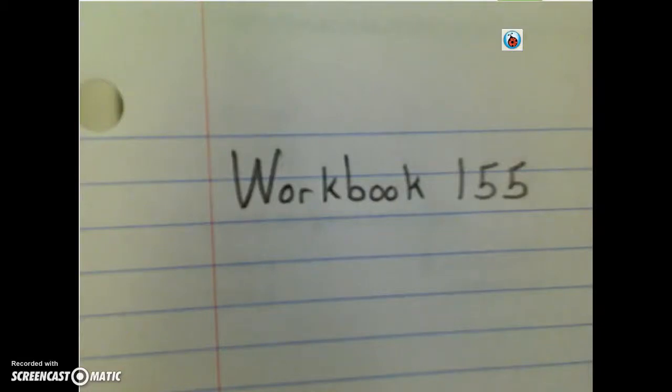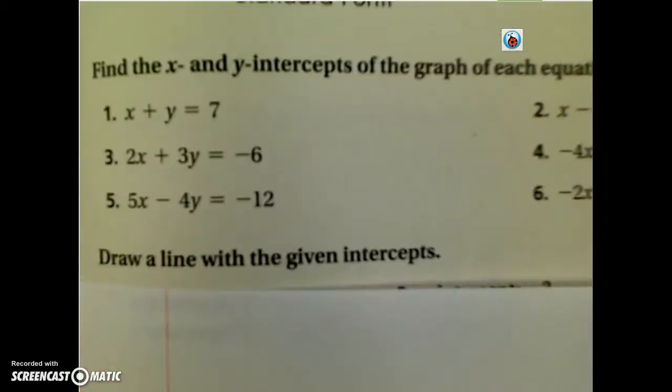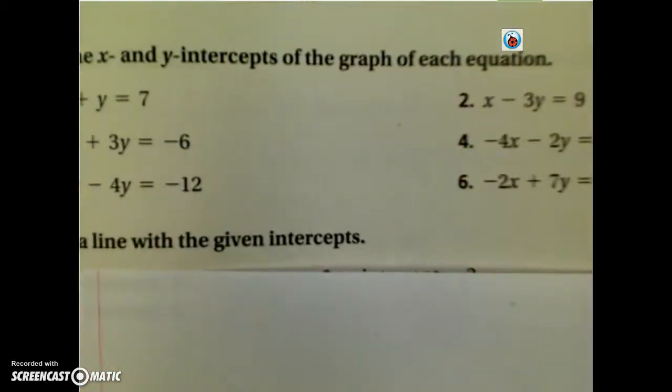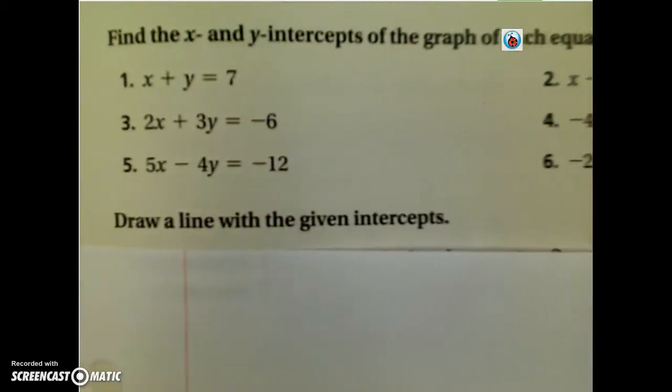Hello, we are going to be looking at workbook page 155. And here's the first test. Let's find the x and y intercepts of the graphs of each equation.